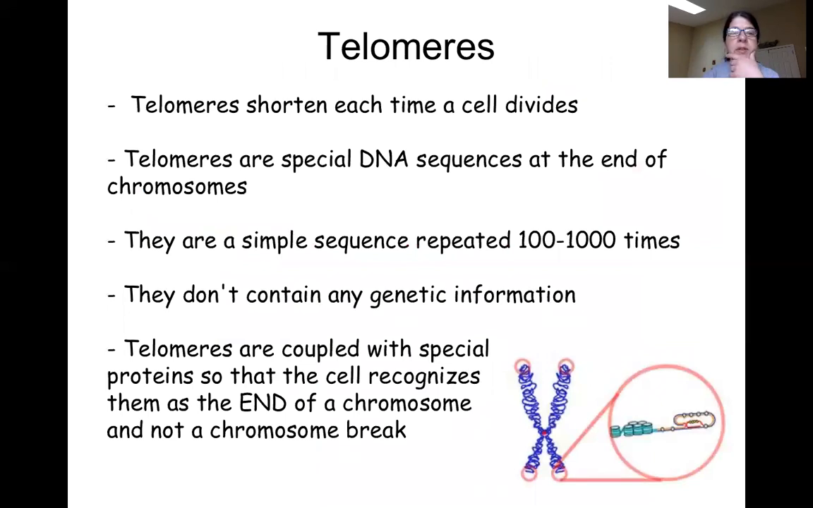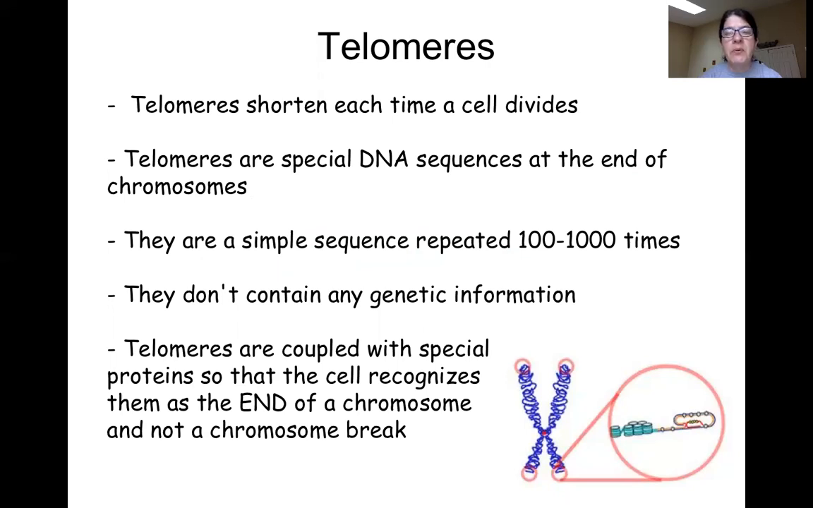So when telomeres shorten, chromosomes are shorter. So what do we need to make sure? We need to make sure that telomeres do not contain any essential DNA, any essential information. So telomeres are special DNA sequences at the end of chromosomes. And they're usually, let's call them nonsense. They're not really junk DNA, but they're more like nonsense.